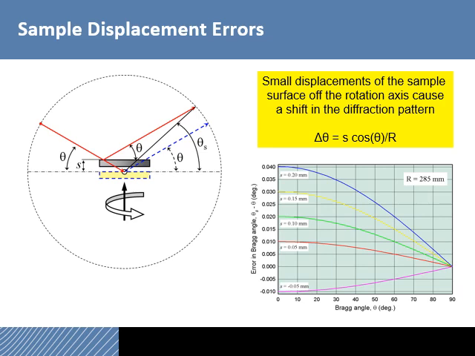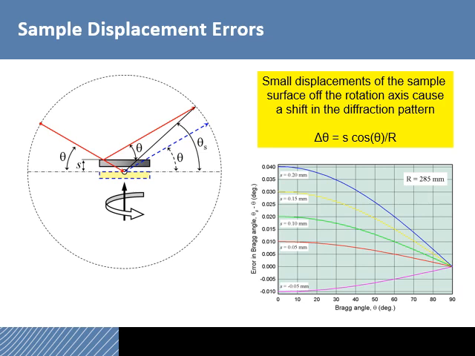Sample displacement errors. I believe we talked about this in class a little bit. A sample displacement error is when the sample sits slightly above or slightly below the eccentric plane of the diffractometer, or that optical axis plane in the diagram. That would be the dotted line going straight across the circle. And then you can see that you can displace that sample by some amount S. What that will cause the pattern to do is shift by some amount in degrees, which can be calculated by the relationship on the right. So delta theta equals S cosine theta over R, where R is the goniometer radius.